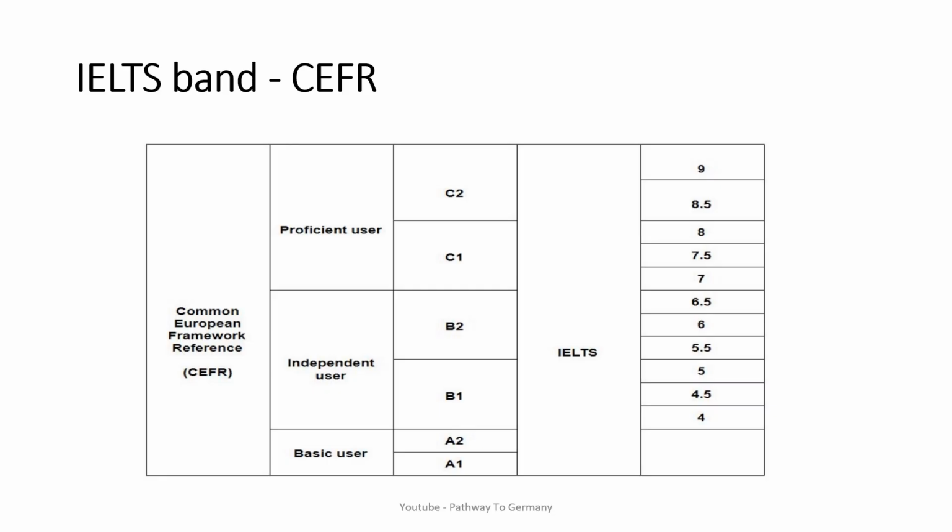There are situations where the universities will not mention the bands, rather they'll come up with different naming, say C1, C2, B1, B2, especially the European universities. They mention they require a minimum of C1 in English. So C1 means a minimum of 7 band. So this is the range for C1, as you can see here. So this is the correlation between the IELTS band and the CEFR scores like C1, C2, etc.